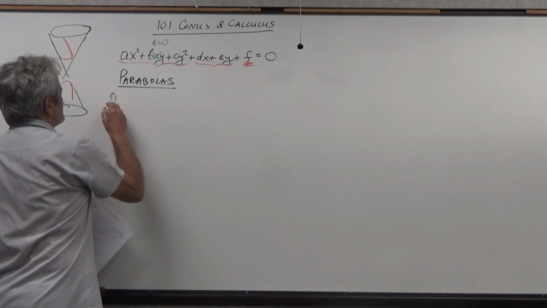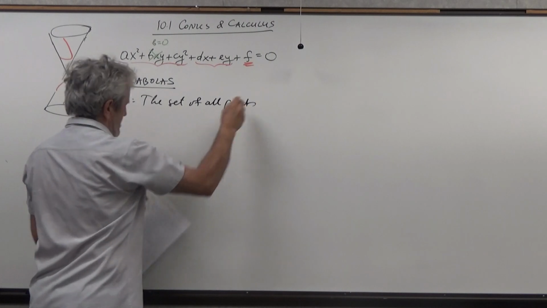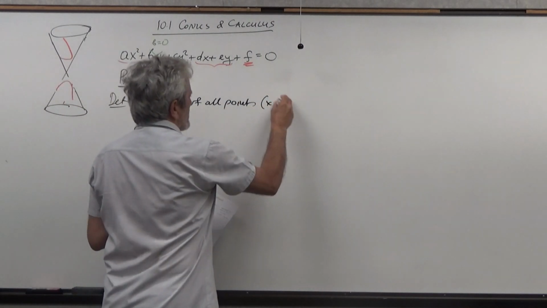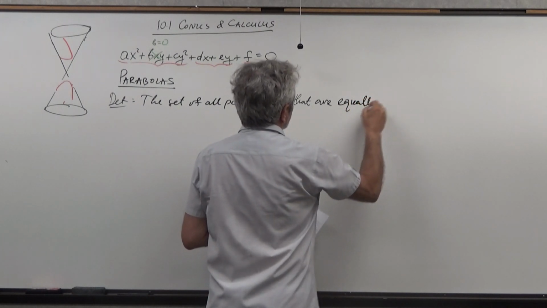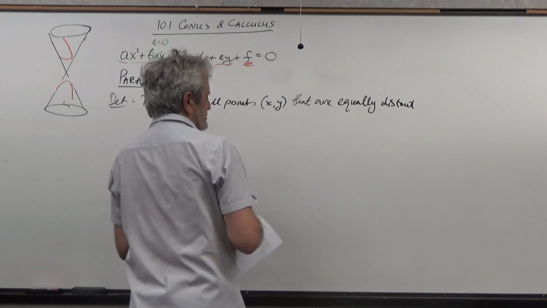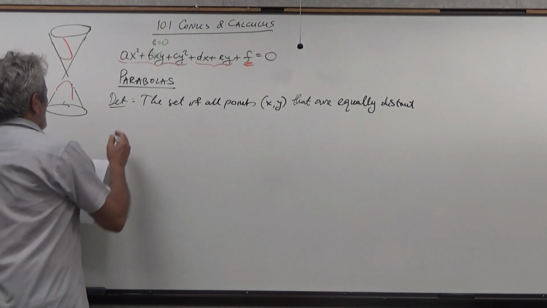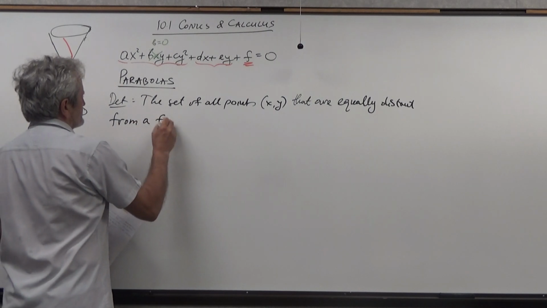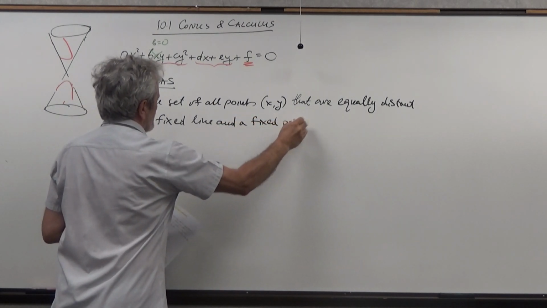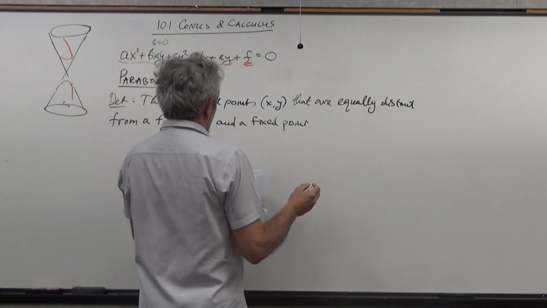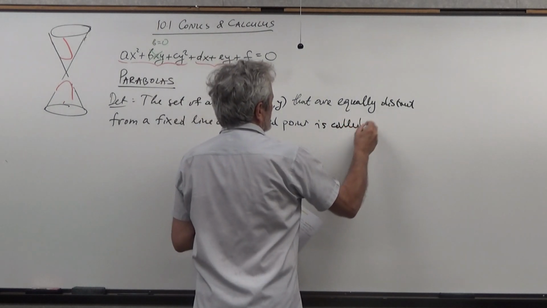So here's the definition. The set of all points xy that are equally distant from a fixed line and a fixed point is called a parabola.